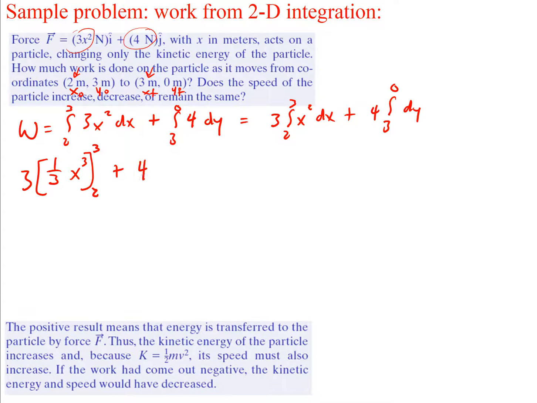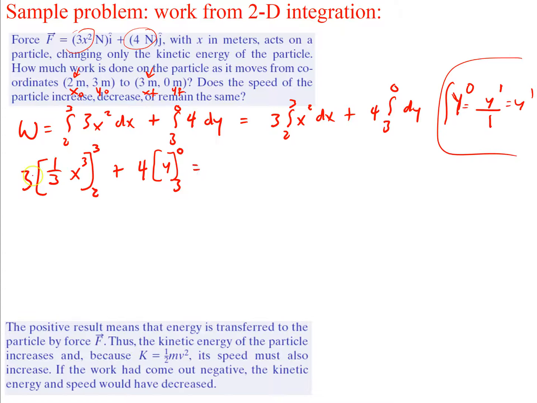plus 4 times y. The integral of dy is just going to be y, because right now technically we have y to the 0, right? Because y to the 0 is 1, so there's no y there. To take the integral of that, it would be y to the 1 divided by 1, which is just y to the 1. All right, so that's going to be 4 times y, and that's going to be from 3 to 0.